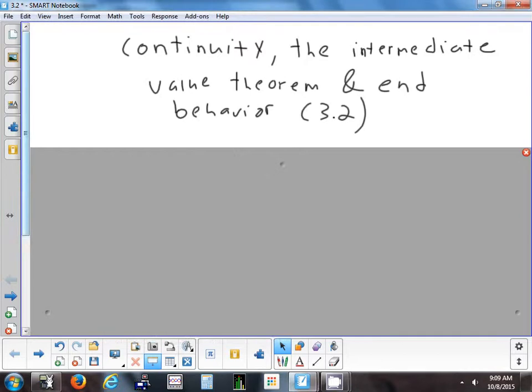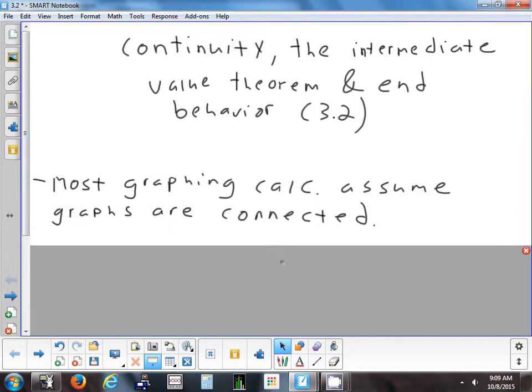All right, so let's finish up our last section for the week, which is section 3.2. This section is really divided into 3 parts that are all kind of related: continuity, intermediate value, and end behavior. They're all pretty straightforward concepts. I don't think there's anything here that's overly challenging.